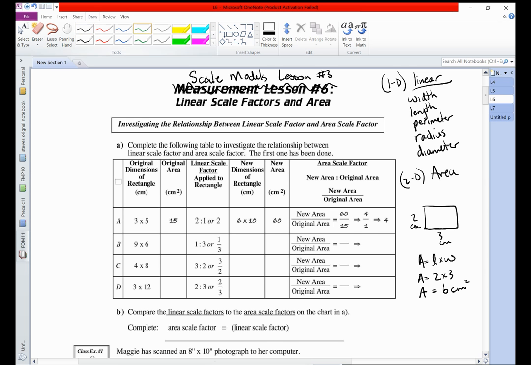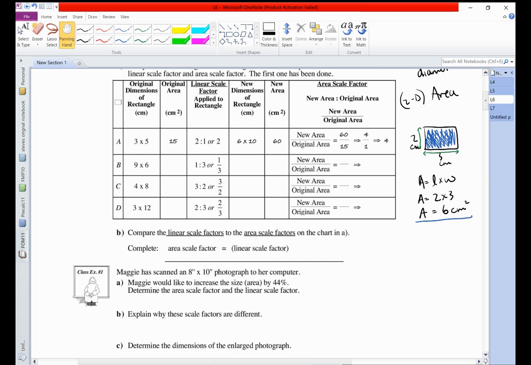So the 2 centimeters here is a one-dimensional measurement. It's linear because it just measures that distance or that length, and that 3 only measures that one. But our area is two-dimensional. It measures how much this covers here. Hopefully that makes sense. So there is a link between area scale factor and linear scale factor, but they're not the same. So let's dive into this chart and explore this a little bit. Let's skip over A and do B together.